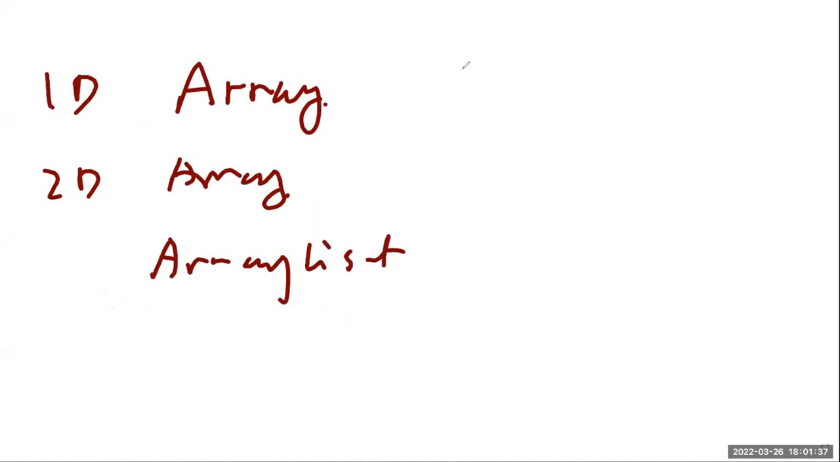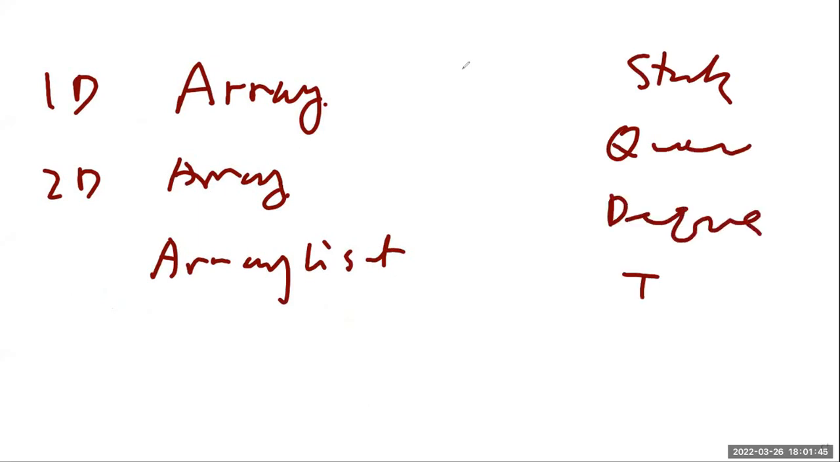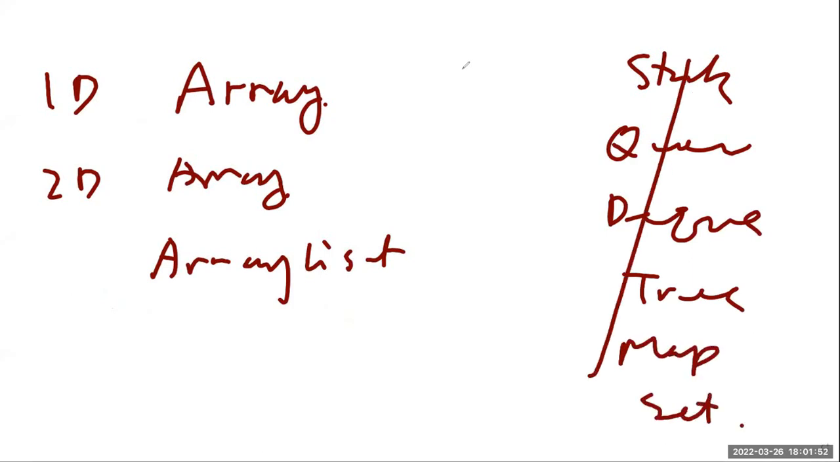Some other data structures such as a stack, a queue, double-ended queue, tree, map, and set are not actually discussed in AP Computer Science A, okay? So we only limit it to one-dimensional and two-dimensional array, and array list.